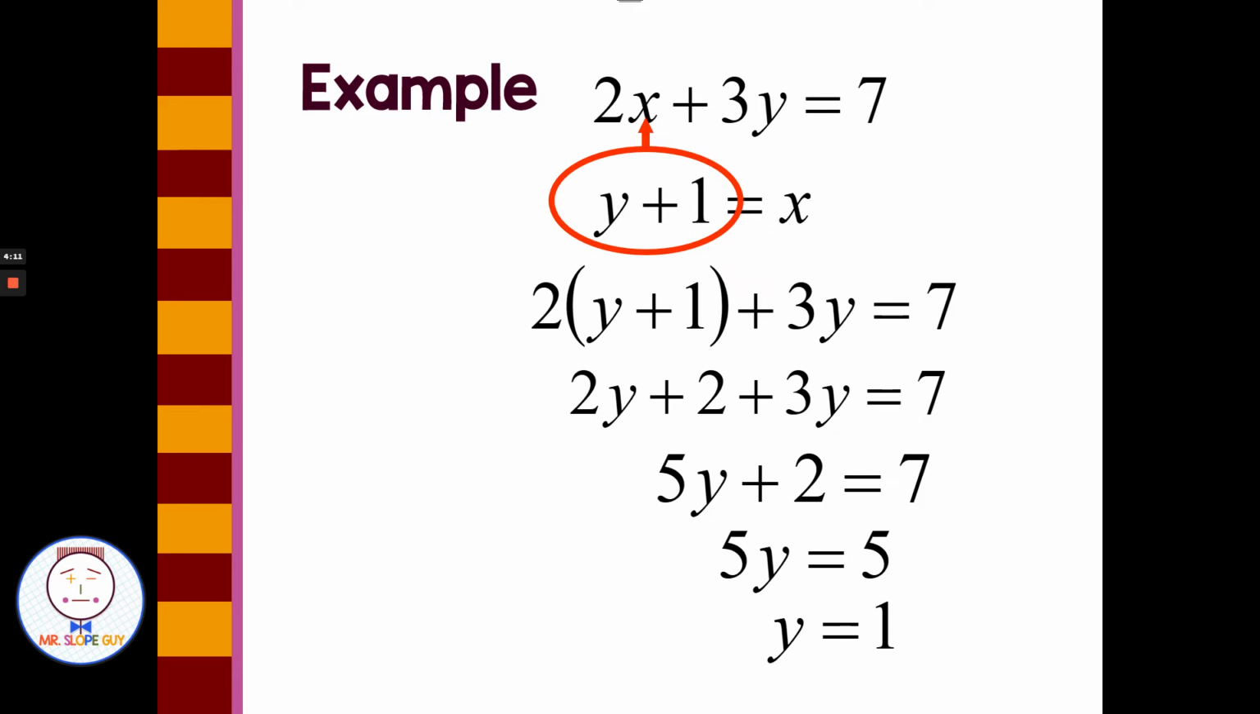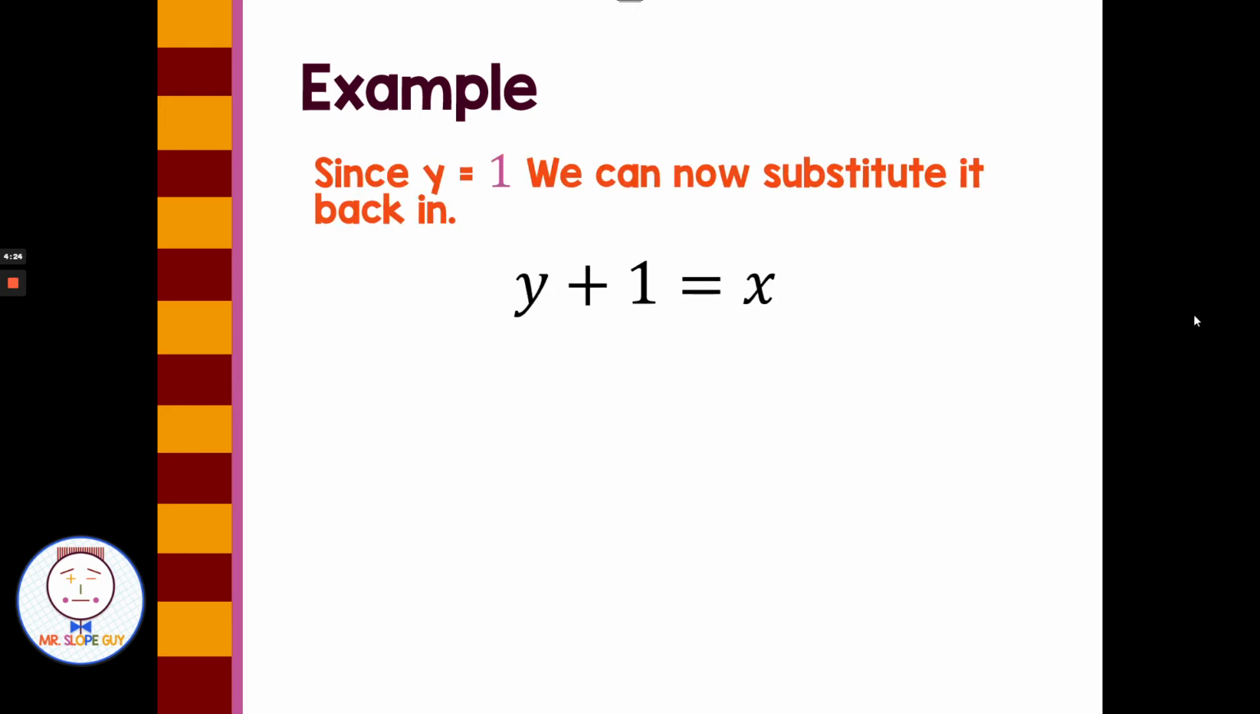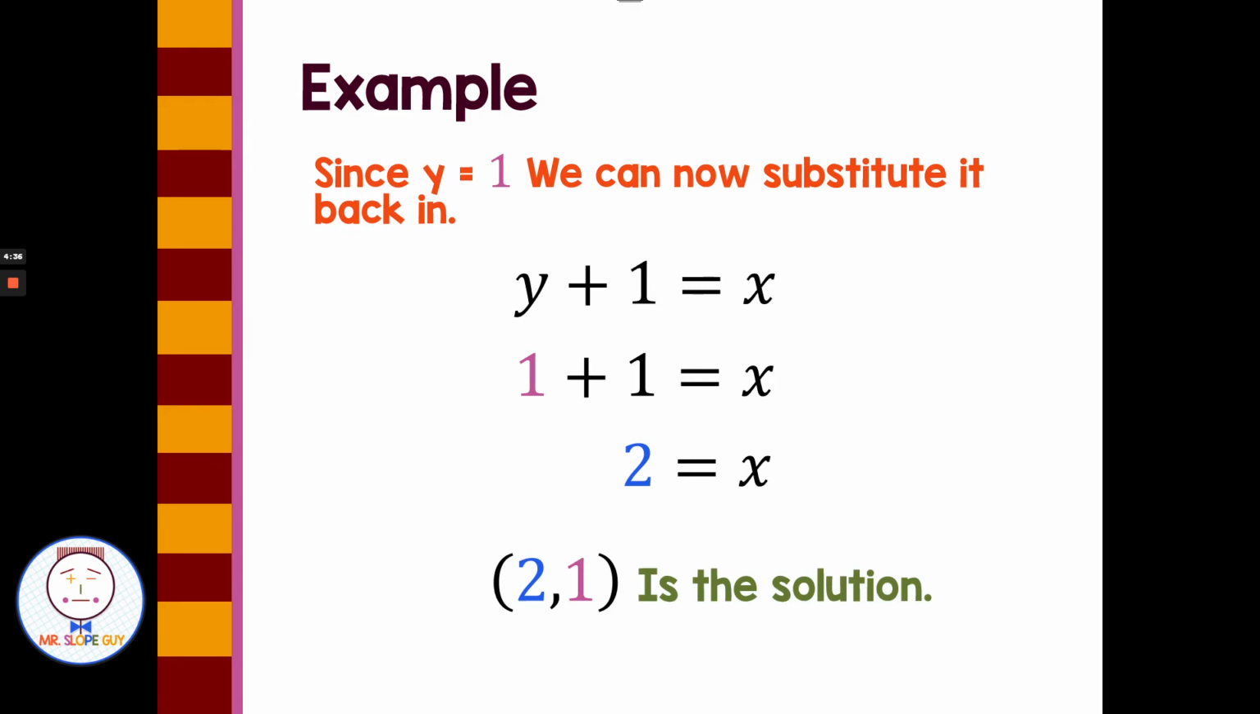Am I done? No, I have half the problem solved. I have y equals 1, but I need to go back and figure out what x is. I can pick from either of these two equations. Well, this bottom equation is super simple. I'm going to use that one. I'm going to use y plus 1 equals x, and if y is 1, I have this most difficult of all math problems. I have 1 plus 1 is x, or x is 2. So my ordered pair for my solution will be 2 comma 1.